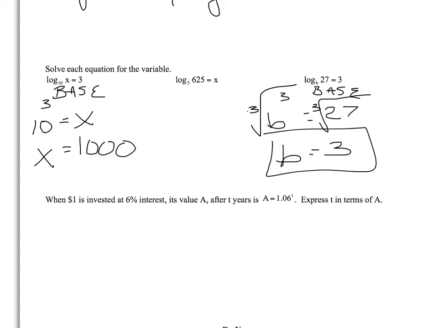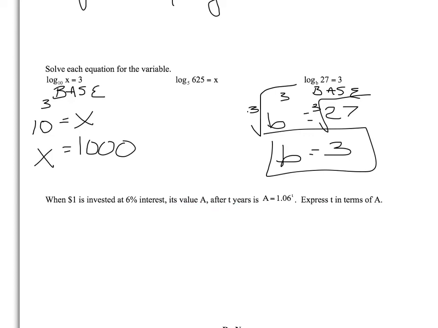This next one, when $1 is invested at 6% interest, its value after t years is A equals 1.06 to the t. Express t in terms of A. Now it gives you a lot of information you don't need. The only thing you care about is the equation, and it says express t in terms of A. That means you want to make it a t equals.